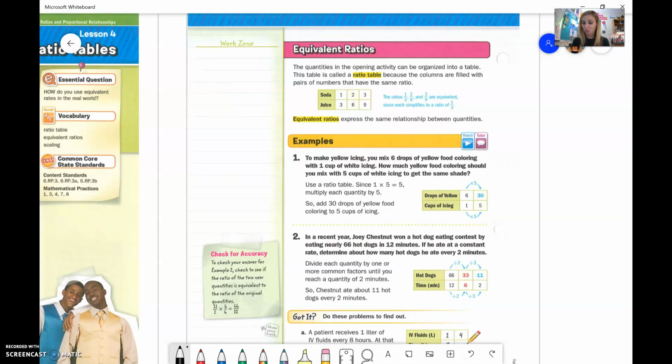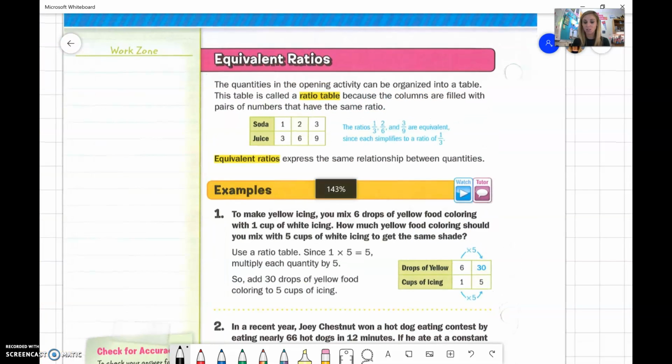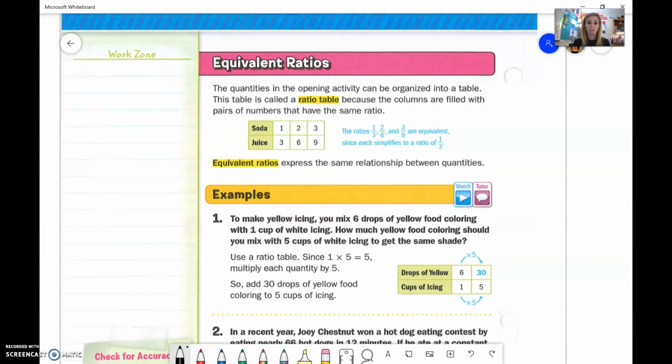And here we go. So we're going to get started right away into equivalent ratios on this page. It says the quantities in the opening activity were organized in a table, which we didn't do that activity, but it's not a big deal. I'm going to teach you about a table. You have seen a table, you know what it is. Not the table that you eat at, rather the math table. This table is called a ratio table.